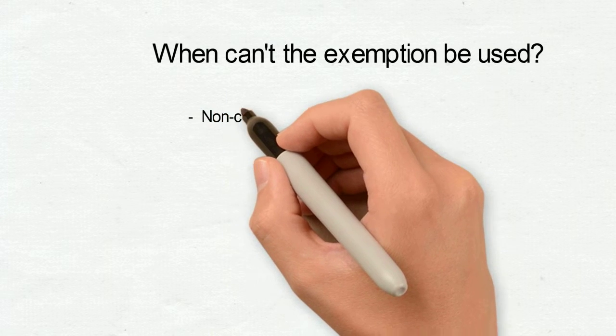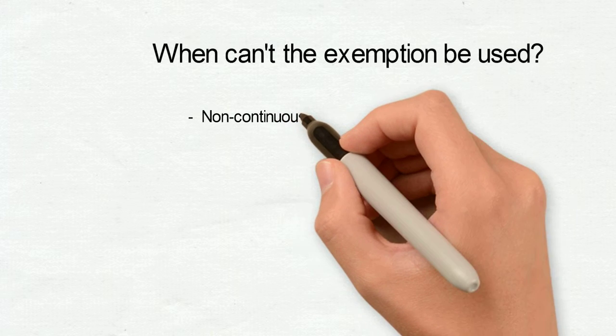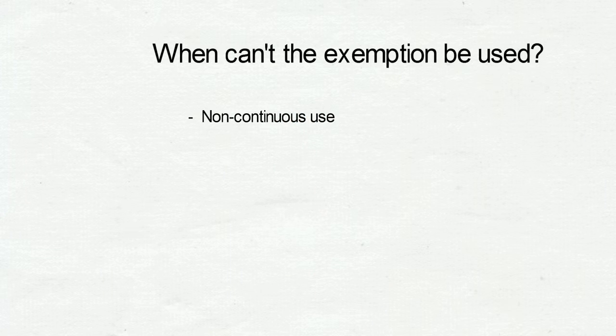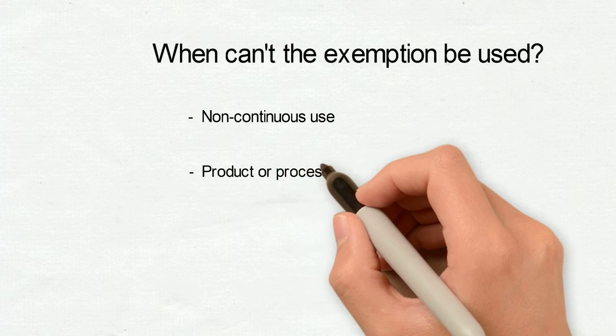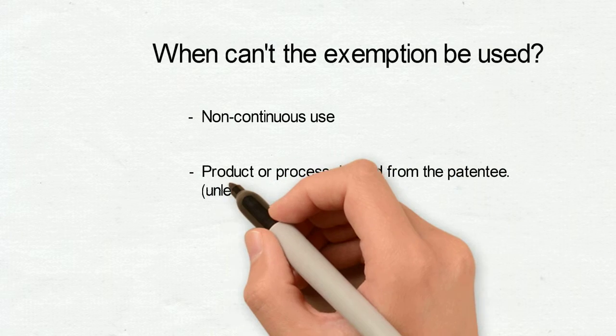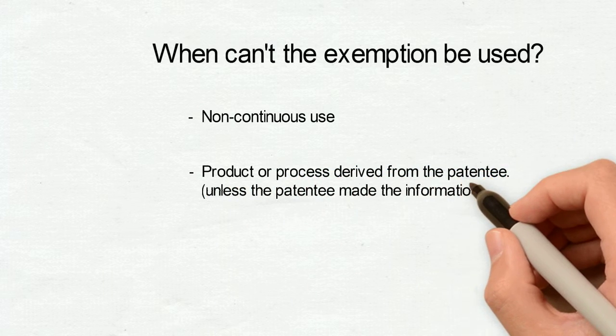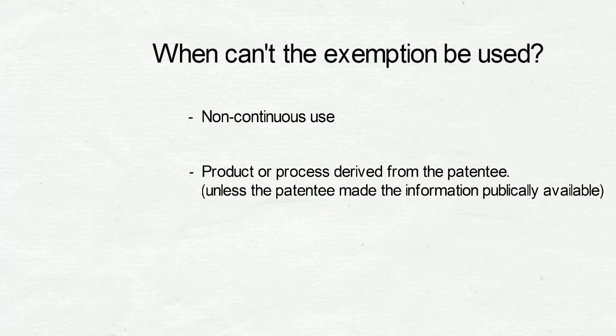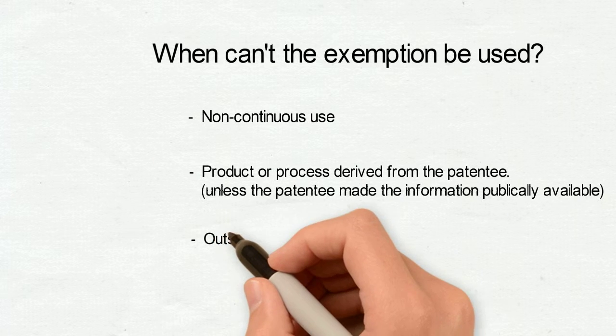A defendant is not protected under this exemption when there has been non-continuous use or exploitation of the product. This narrows the scope of the defence to ensure that a balance between the rights of the patentee and the fair user is met. This exemption also does not apply when the defendant has derived their product or process from the invention of the patentee, except in the case that the patentee has made the information publicly available. It also may not be used for when the prior use occurred outside of Australia.